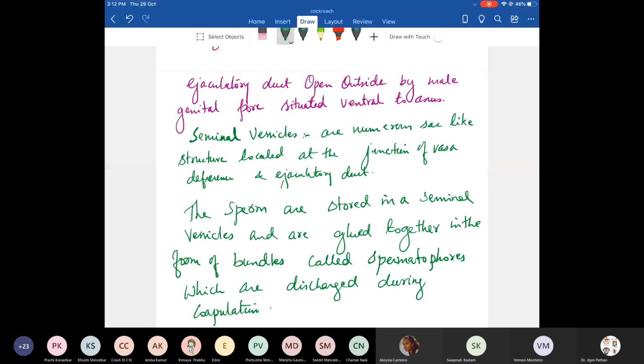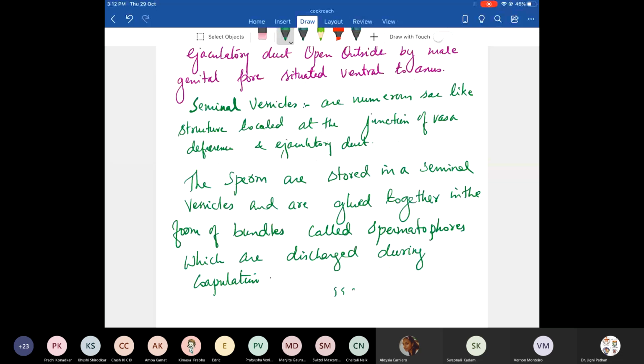Okay, so what happens? Some sperms are stored in the seminal vesicles. There they are glued. Like this, all are the sperms. Here all the sperms are brought together and glued in a ball-like structure, and this ball is called a spermatophore. These are the sperm inside. Are you understanding what a spermatophore is? And during copulation or mating, this spermatophore from the male body is discharged into the female body. Understood? Yes, everyone?